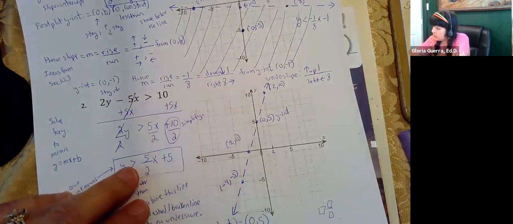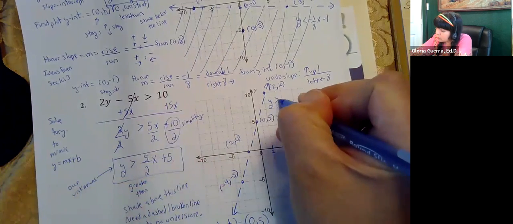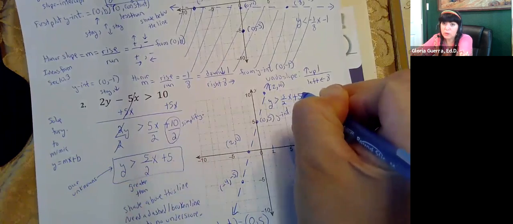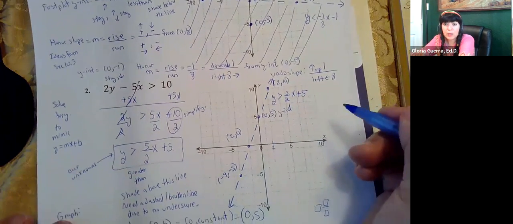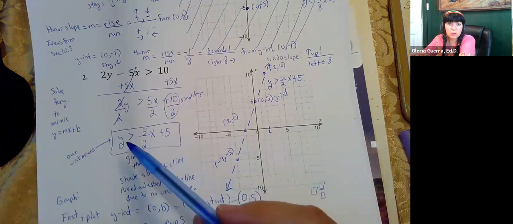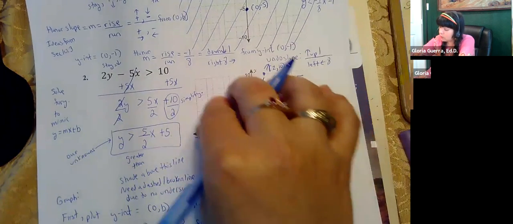And then if I wanted to name that line somewhere nearby, I could call it y is greater than 5/2 x plus 5. That would be the name of that inequality. And don't forget about your shading. This was saying all the unknowns were greater than this line. So to show that they're greater than this line, you want to shade above the line.